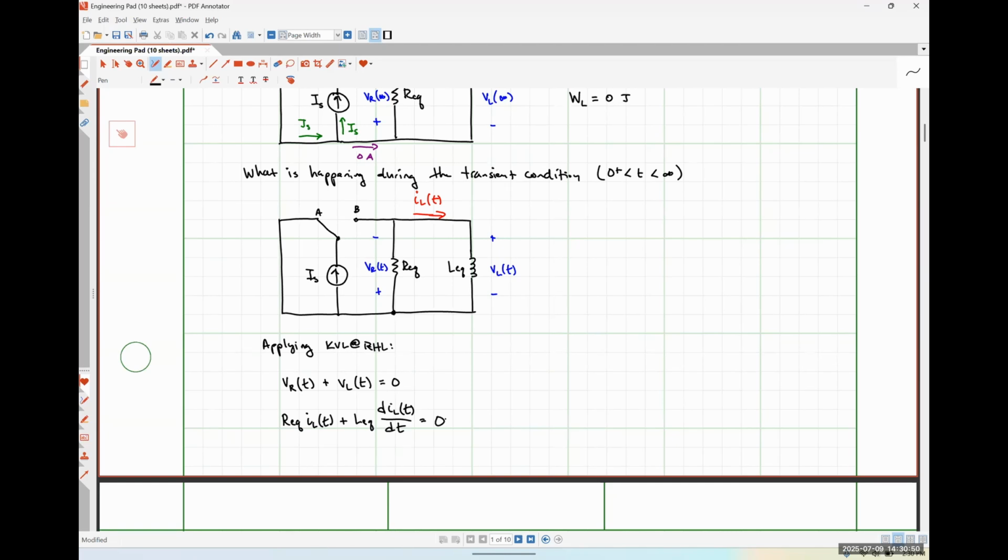Does anybody have any thoughts on a function where the function and its derivative are essentially the same thing? Could it be the function e to the t? So it'll be an exponential function, okay? So let's make an educated guess.